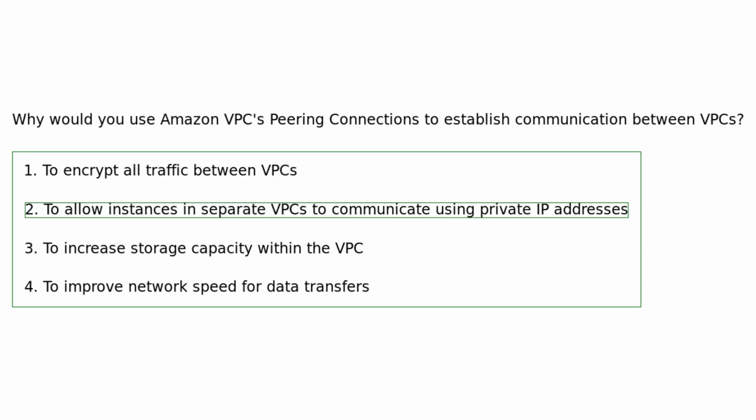Using Amazon VPC's peering connections allows instances in separate VPCs to communicate with each other using private IP addresses, enabling seamless connectivity and resource sharing while maintaining network isolation and security between the VPCs.